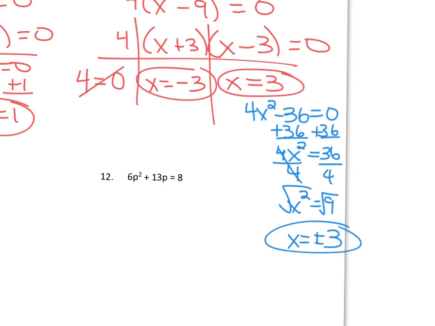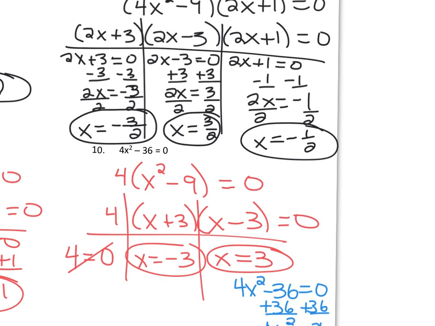Okay, so this one, because it was missing the middle term, the b term, the term with the x on it, right? You can, if you want, just add the number over and then divide by the number in front of the variable and take the square root. All right, number 11.